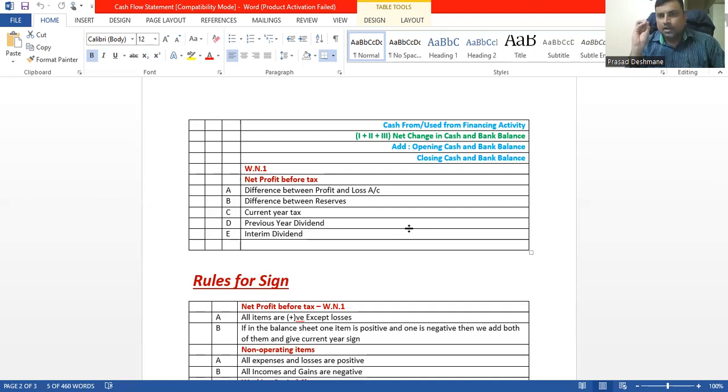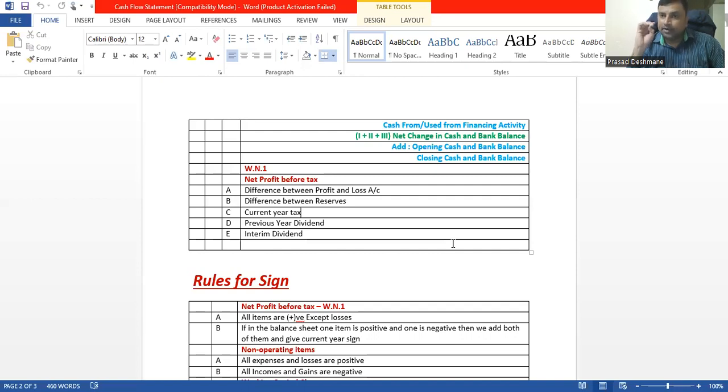For example, the previous year profit was given as 80,000 and the current year profit is 1 lakh. The difference between these two is 20,000. That 20,000 we are going to consider here, as the difference between P&L account. Then the difference between general reserve as well, in a similar way. Then current year tax and previous year tax, they will provide you both. From there we take the current year tax, but dividend we take the previous year.